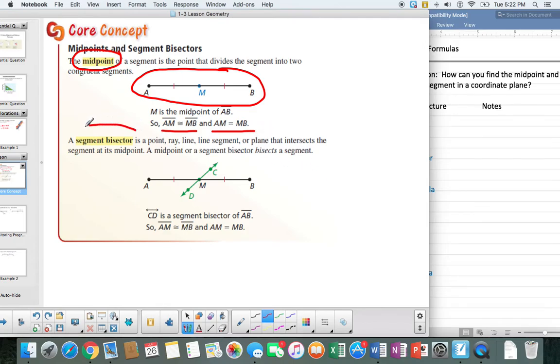Our next vocabulary word is segment bisector, and a segment bisector can be a point, ray, line, line segment, or plane. Copy this picture. You can see the green line is the segment bisector. So it's actually a line. That's the example that we're seeing. And again, a segment bisector will create this idea of congruency and equal distances.